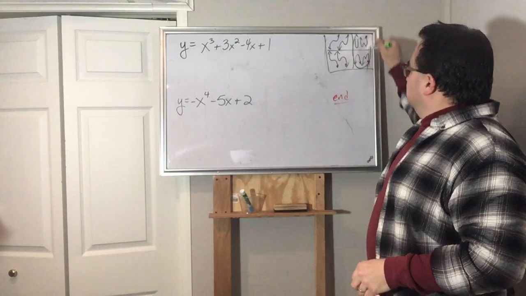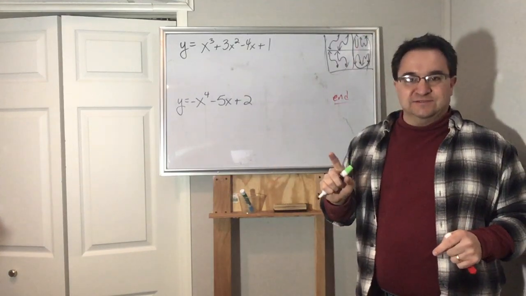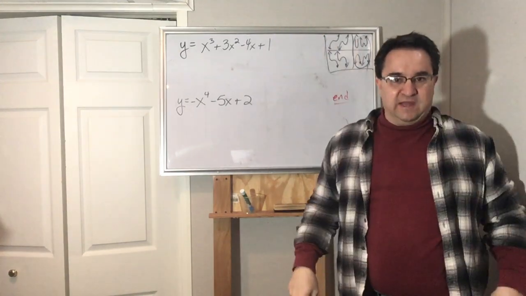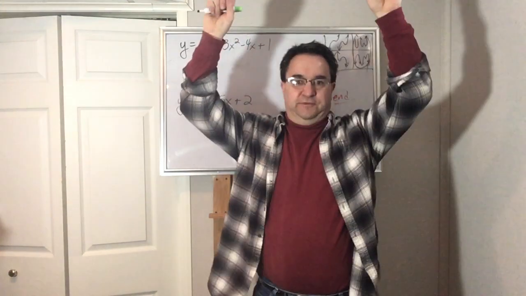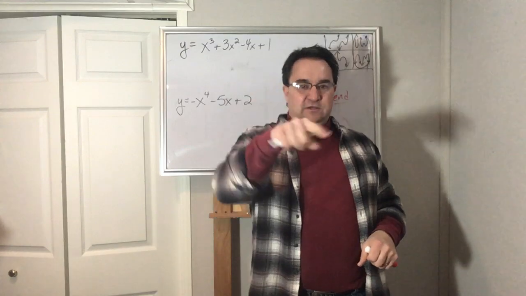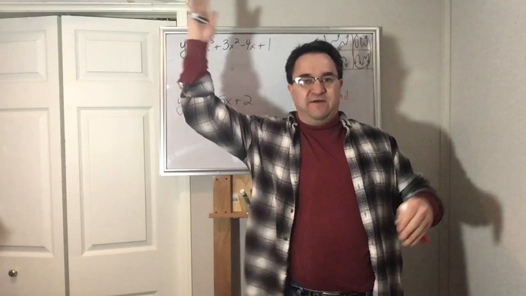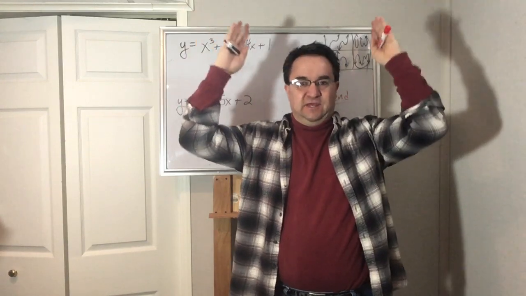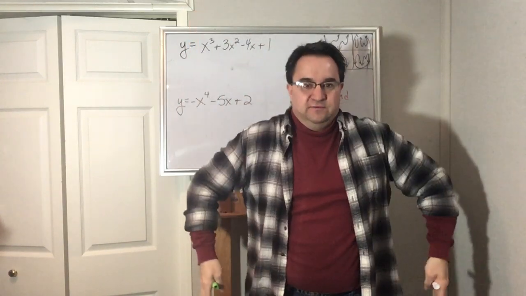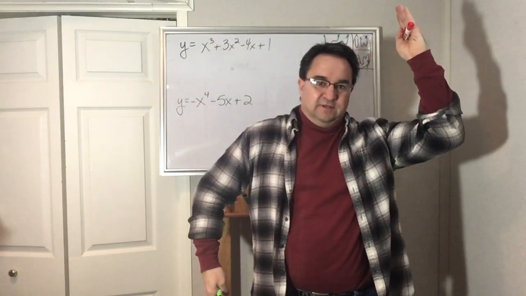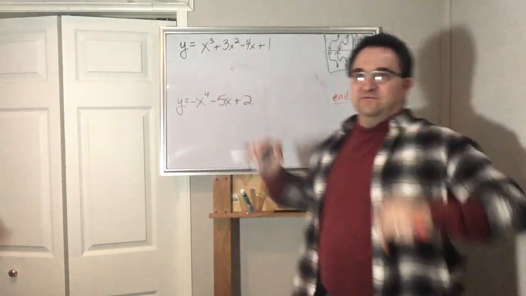For the even degreed polynomials, notice the two ends are going in the same direction, either both up or both down. I don't care what it's doing in the middle, I only care what it's doing at the two ends, the left end, the right end. This is an even degreed polynomial. This is even degreed. This is odd degreed. This is odd degreed. So it's the end behavior.